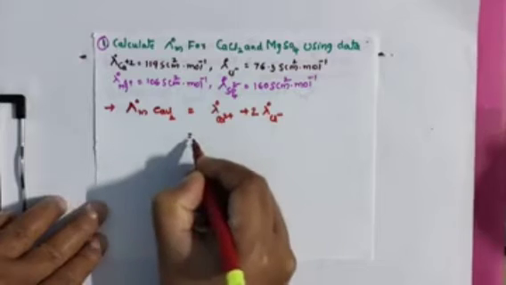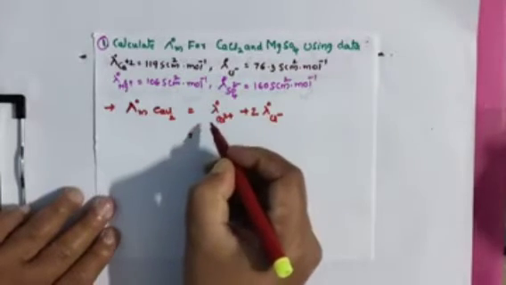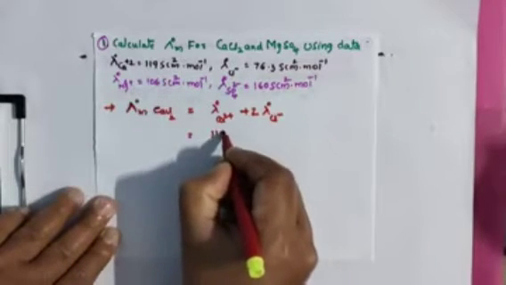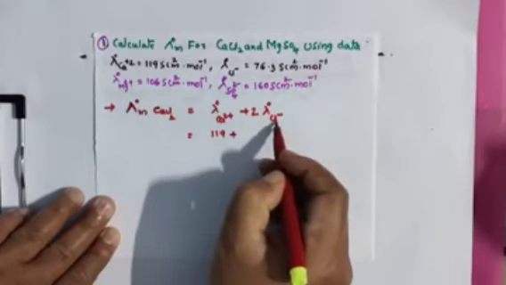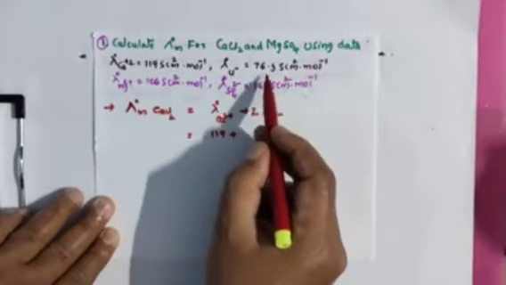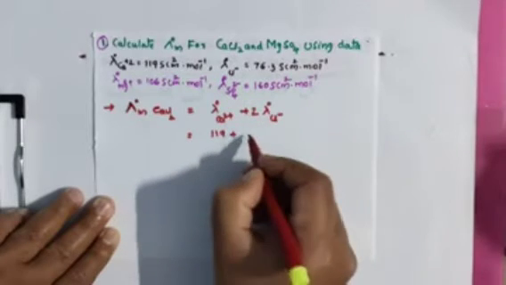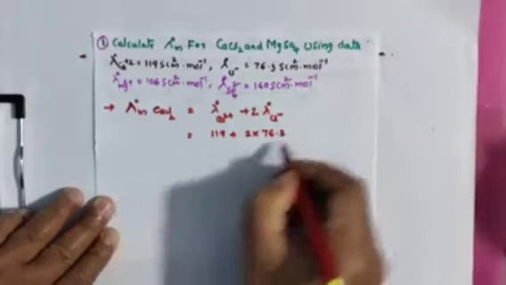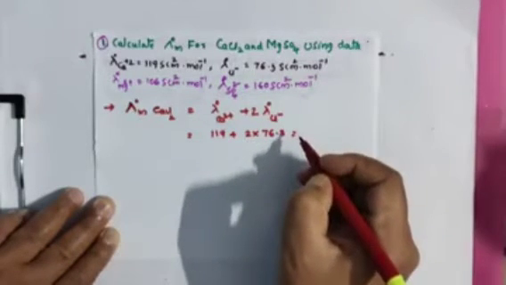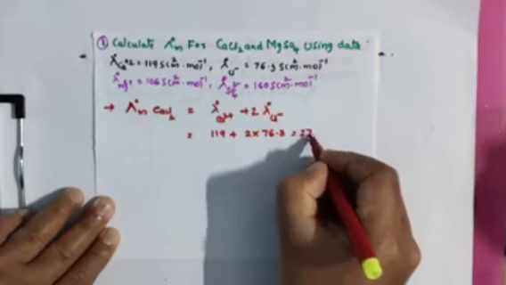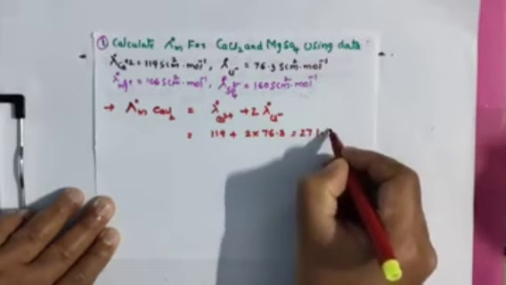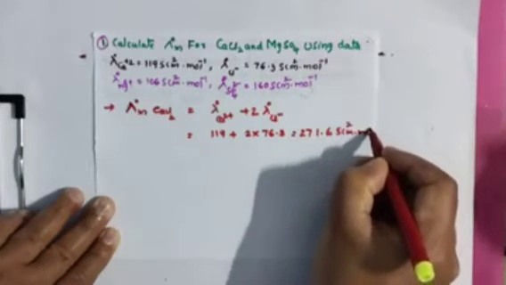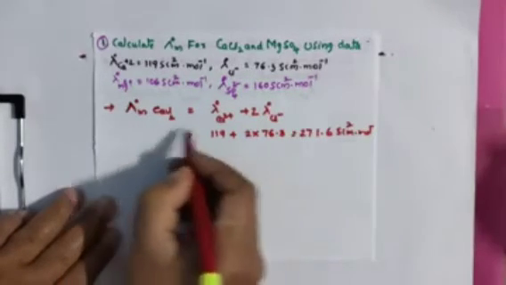Then, for the calcium 2 plus ion, the value is 119, plus chloride, how much is given? 76.3, so you have to multiply with 2 into 76.3. That is equal to how much you are getting? 271.6 S cm² per mole. That is the first problem.